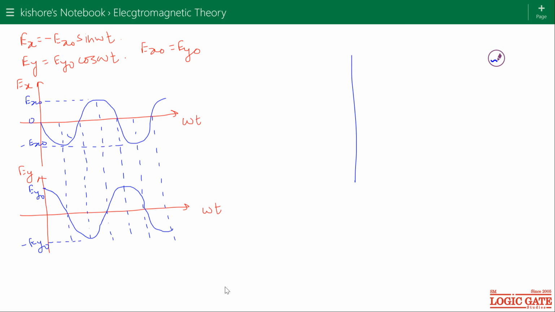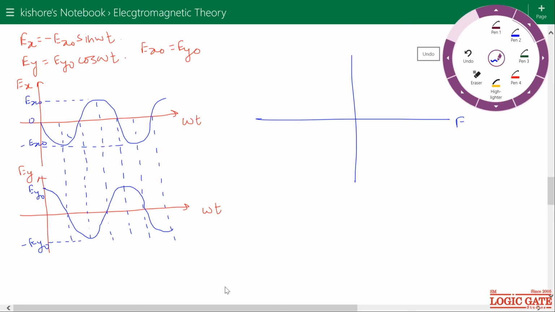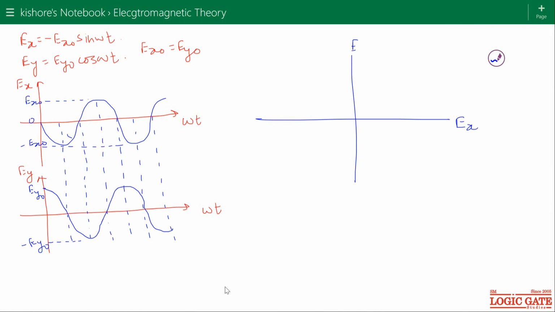Now we know that the resultant is a circle. We will just find out the orientation. The resultant of the x and y components of electric field is a circle. Now let's find out the orientation. When omega t is 0, then the x component of electric field is 0 and the y component of electric field is maximum. So this point is Ey0. Now if I take omega t as pi by 2, then the x component is negative and maximum and the y component is 0.